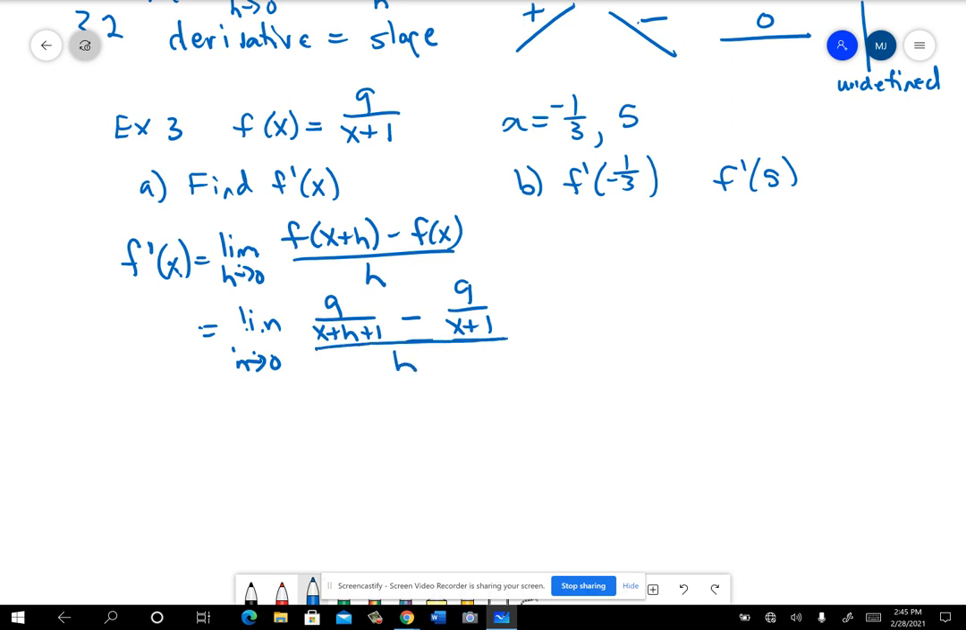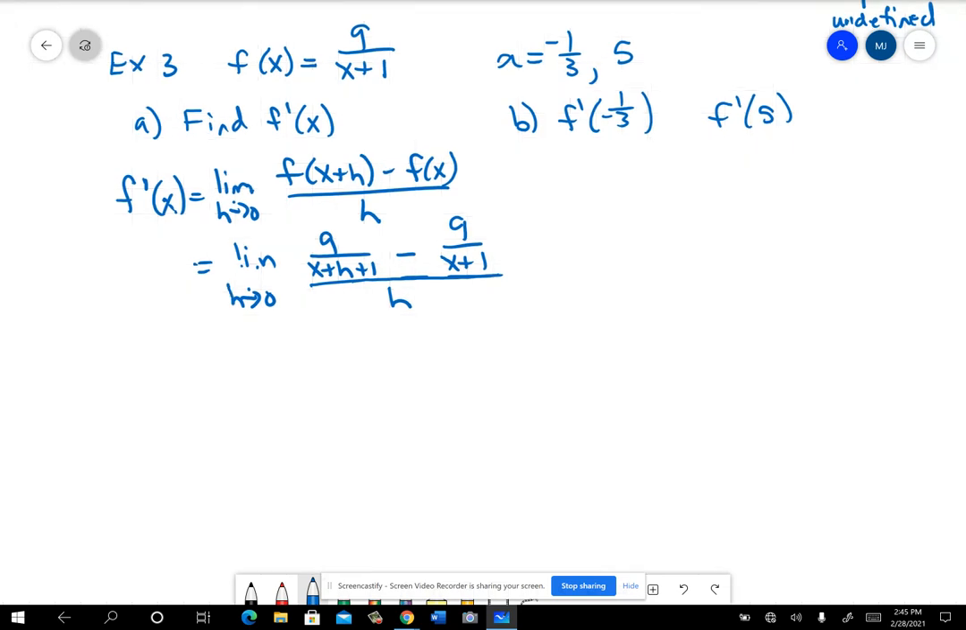Okay, all of that divided by h. All right, now the simplifying on this can be a little more difficult. So that's kind of why I picked a rational function, because it's one of the hardest ones. If you are going to be subtracting fractions, you have got to get a common denominator. So on this side, you're going to have to multiply by x plus h plus 1, top and bottom. Okay. And then over here, you're going to need to multiply by x plus 1, top and bottom.